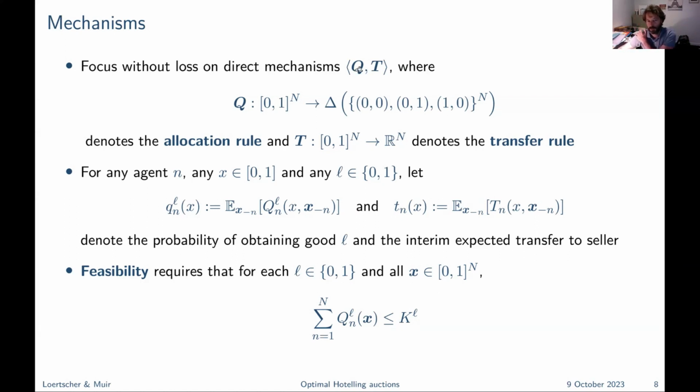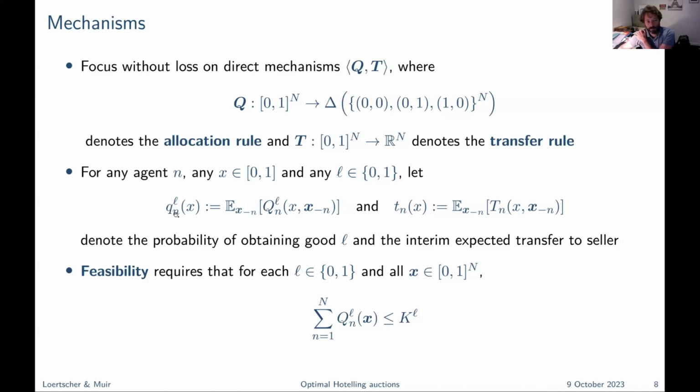Okay, so we're going to look at direct mechanisms, without loss of generality, and they're parameterized or described by an allocation rule Q. That's a mapping from the set of possible reports, with n agents, any agent can make a report between 0 and 1, to the probability distribution over the possible allocations, which is you could get 0, 0, you could get good 1, or you could get good 0. And the transfer rule is a mapping from the reports to the real numbers.